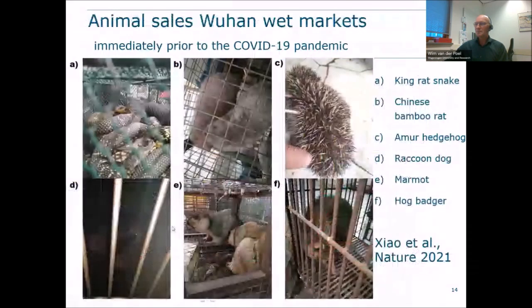What kind of animals were traded in that market? Well, in that market there were a lot of different animal species traded. This is just a subset of those animals, and it's very well possible that in between those species there was one susceptible species that could have acted as an intermediate host for SARS coronavirus 2.